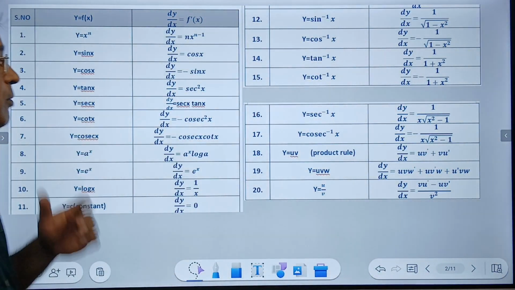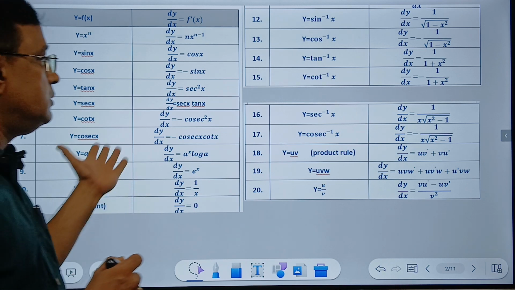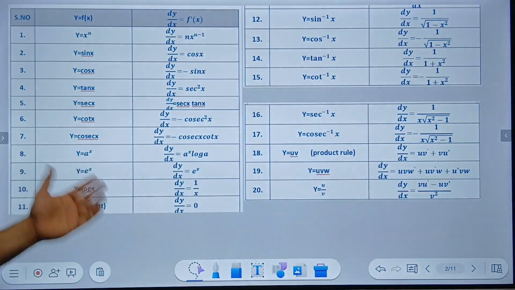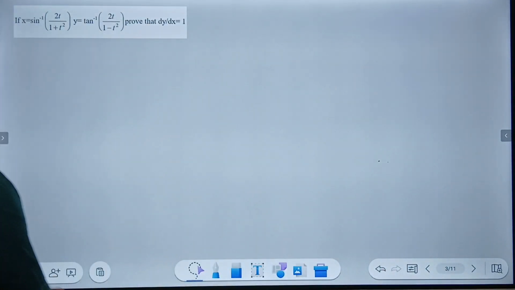And these are the formulas which I wanted to do. Just for your reference I'm showing you these formulas. Now we'll straight away get inside the problem.